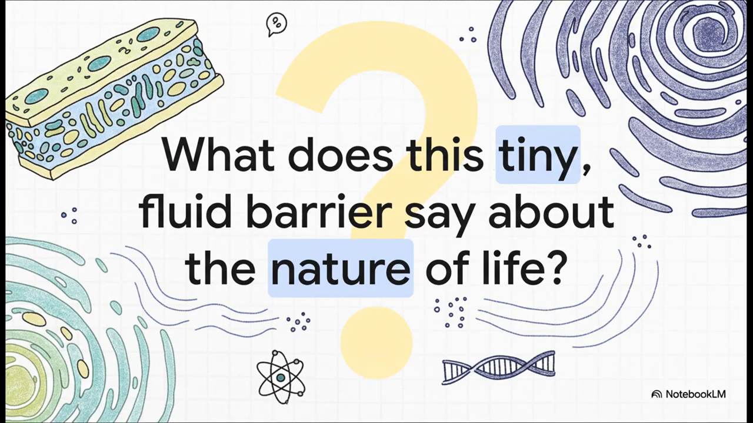And that leaves us with one final thought to chew on. We've seen that the incredible, beautiful order of a living cell is separated from the total chaos of the outside world by nothing more than this flimsy, shifting, fluid barrier that's just a few molecules thick. So if that's the line, if that tiny fluid barrier is all there is, what does that tell us about the delicate, dynamic, and truly amazing nature of life itself?